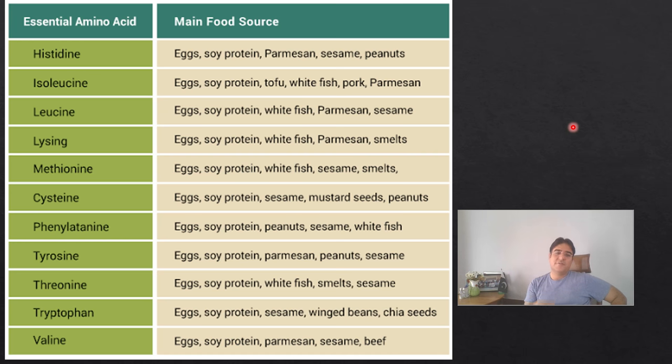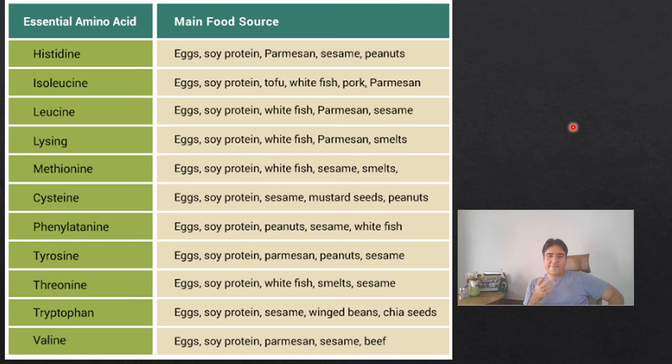Here is a chart of the essential amino acids. If you don't get them from protein, your body will undergo sickness. Now, you can check here that eggs can give you all 10 types of essential amino acids. So that's why egg is nutrient rich. Soy protein, soybean oil it has.